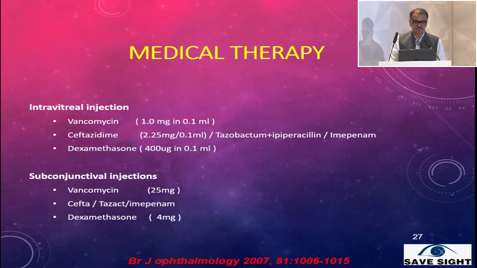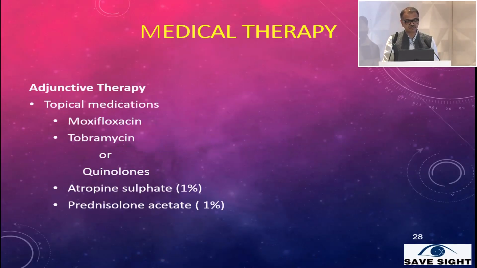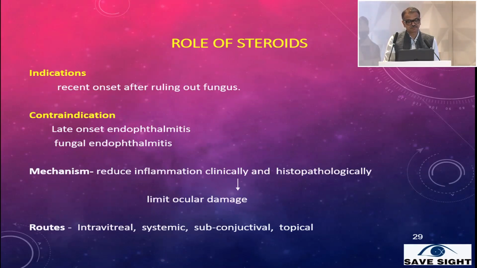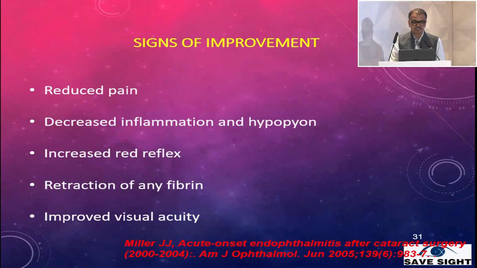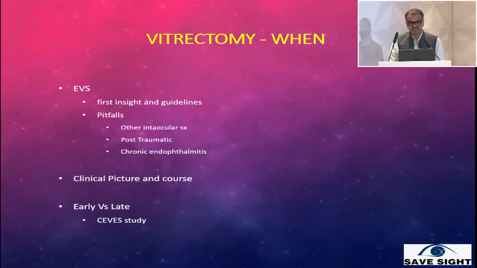So as I said, medical therapy is intravitreal injections along with the oral antibiotics and steroids, and you use adjunct therapy along with it. Steroids are very important. Once you have ruled out that it is a fungal endophthalmitis, steroids help in reducing the inflammation, and symptomatic improvement is there.